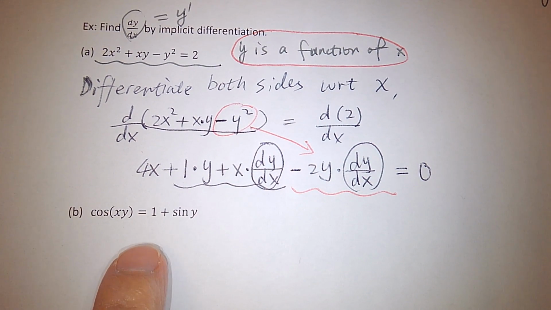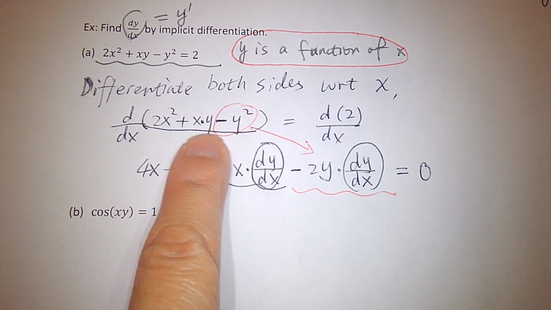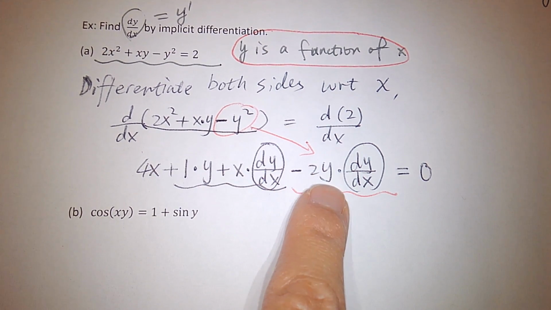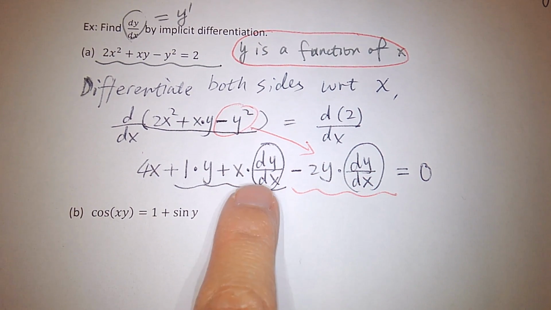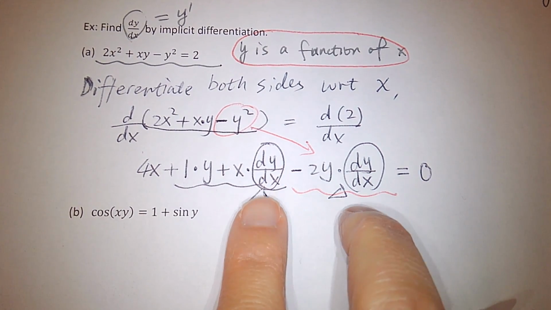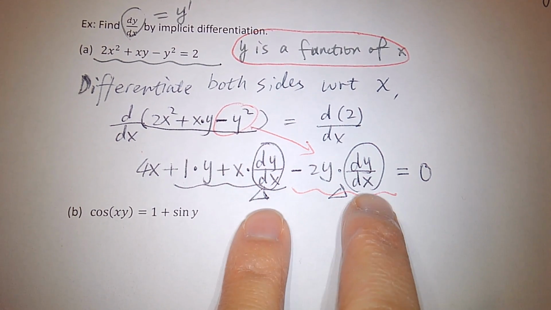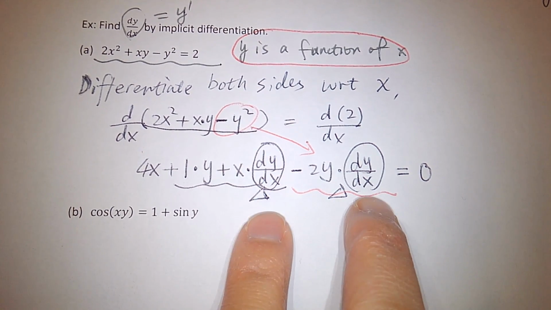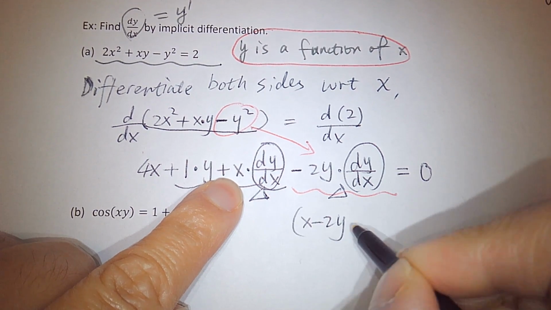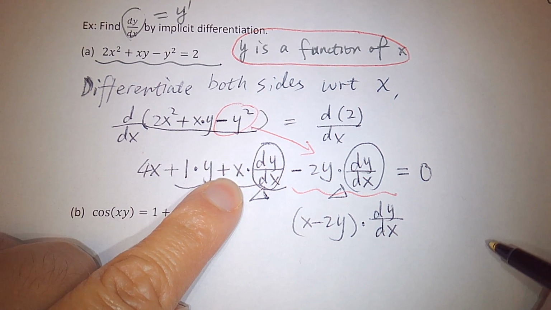You see how many terms we have? We have a 4x term, right? We have a y term. We have x times dy over dx. We have a negative 2y times dy over dx. So I would say this term and this term, both of them have dy over dx, right? So they are considered to be like terms. Can we combine them? Yes. So we'll have x minus 2y times dy over dx.